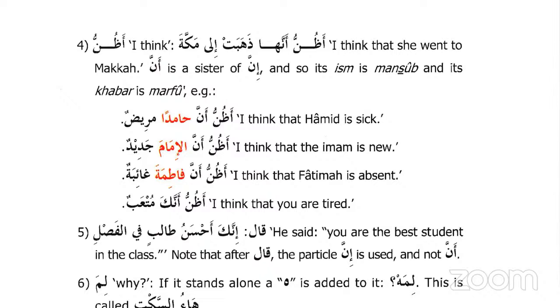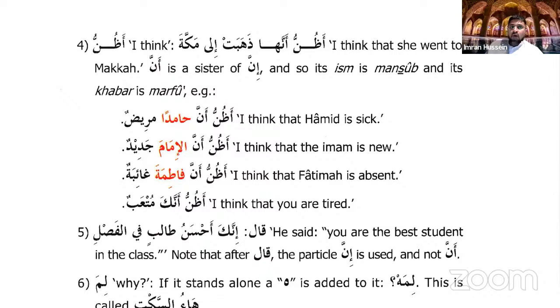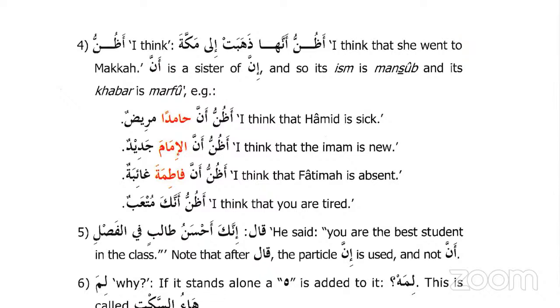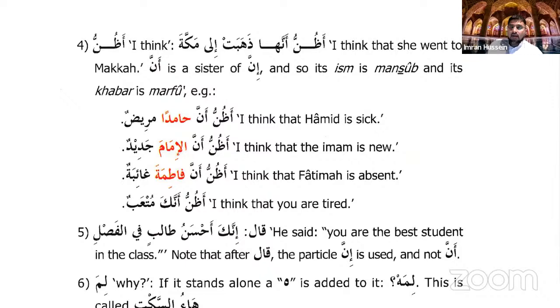So, okay. The word أظن, past tense is dhanna, dhal and nun. Dhanna is the past tense, and the present tense is yadhunnu. Dhanna, yadhunnu. It's a verb which is coming in the meaning of I am thinking. And after adhunnu, anna is coming. So anna is coming. Ha is the ism of anna. Dhahabat ila makkata is a verbal sentence.